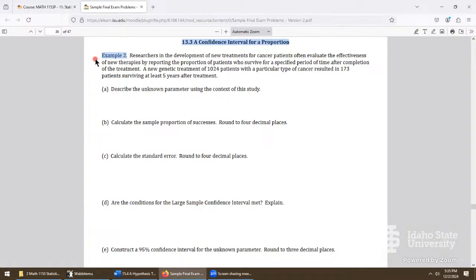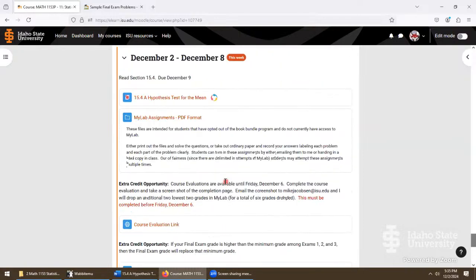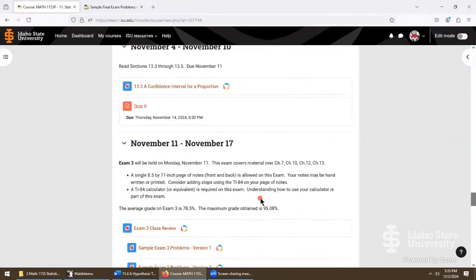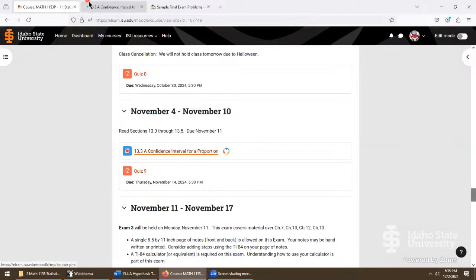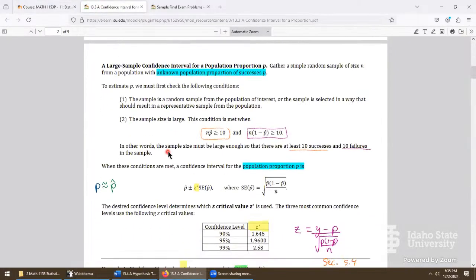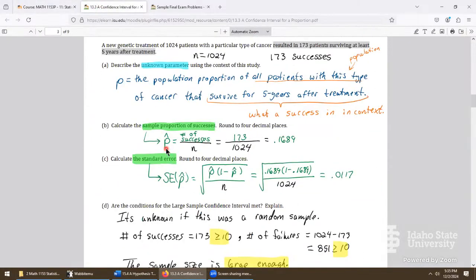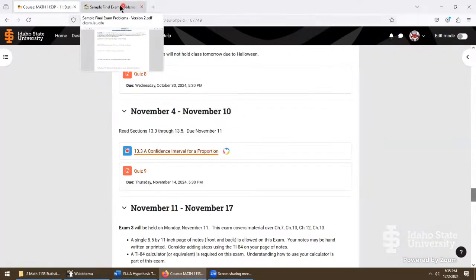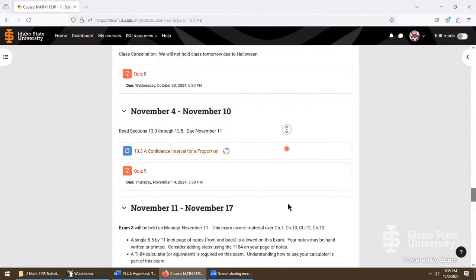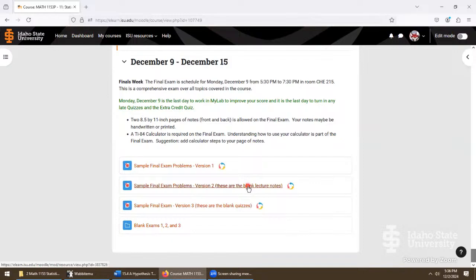And you can check your work pretty rapidly. Just note the section title, 13.3. The Moodle webpage is now a gigantic resource, so you can just go here, find the solution down in example 2. There it is, and you can work it simultaneously, checking the solution as you go to see if you've missed anything along the way. So that's our second version of the final exam.